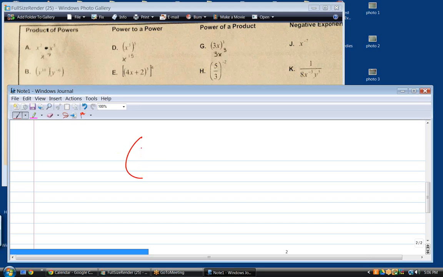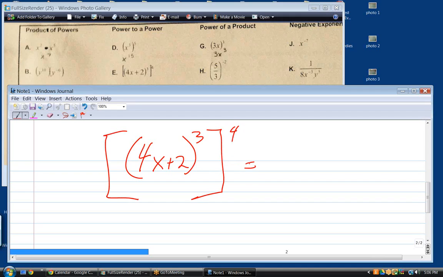How about E? In E, we have 4x plus 2 cubed, and then the whole thing taken to the fourth power. Well, what's the first thing you'd do? You would multiply the exponent? Right. We have here what is called exponentiation, or what I even call double exponentiation. So we're going to multiply the exponents. So our answer is going to be that. And we don't have to multiply that out. In other words, that's the proper answer.